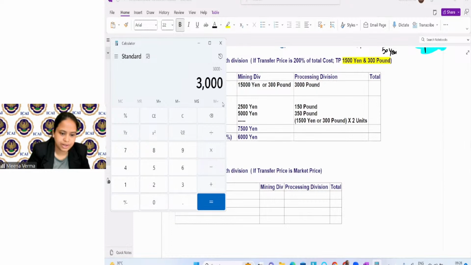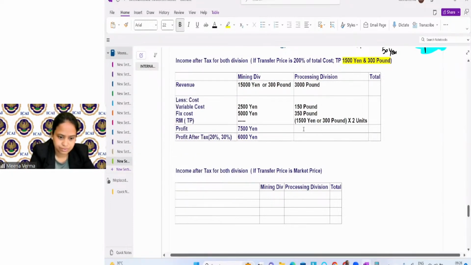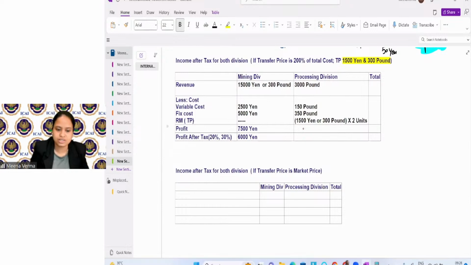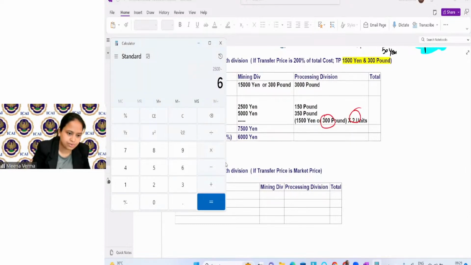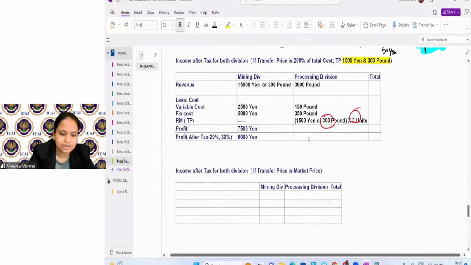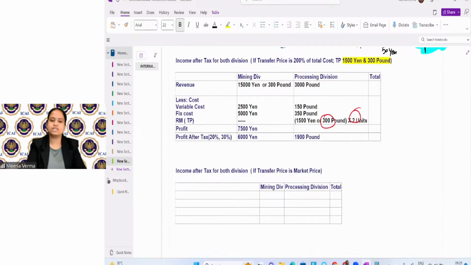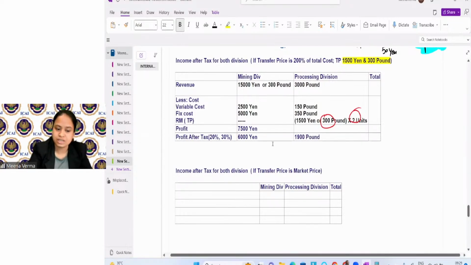3,000 pound minus 150 minus 350. This is coming as 2,500 pound. All right. No, not 2,500. We have not considered this one now. 300 into 2 will be 600. So minus 600 pound. So this is coming as 1,900 pound. You can see 1,900 pound is before tax.